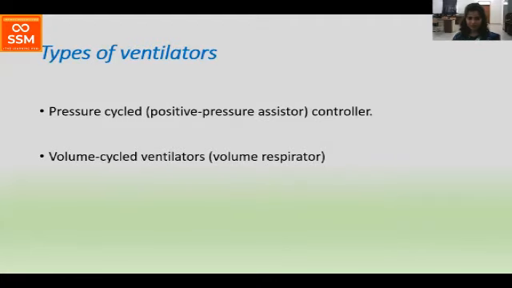Next are the types of ventilators. The first is the pressure cycled ventilator controller, otherwise called a positive pressure assister, and the second type is the volume cycled ventilators, otherwise called a volume respirator.